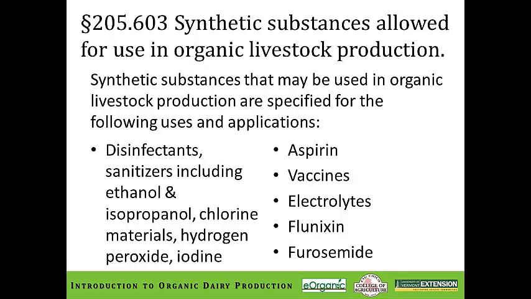So now we're going to look at section 205-603, which is the list of synthetic substances which are allowed for use in organic livestock production. As with all of the other lists, there are additional restrictions for how some of these materials can be used on organic livestock, including extended milk withholding and some products which are not allowed for use in organic slaughter stock.